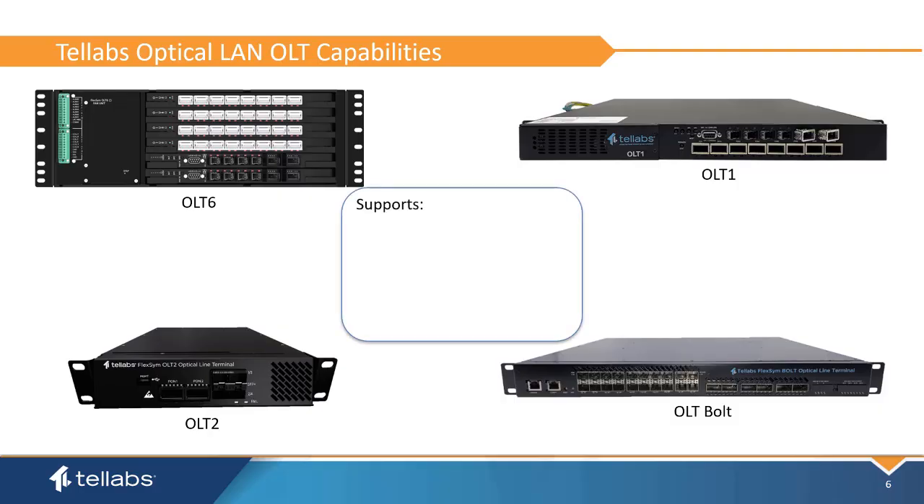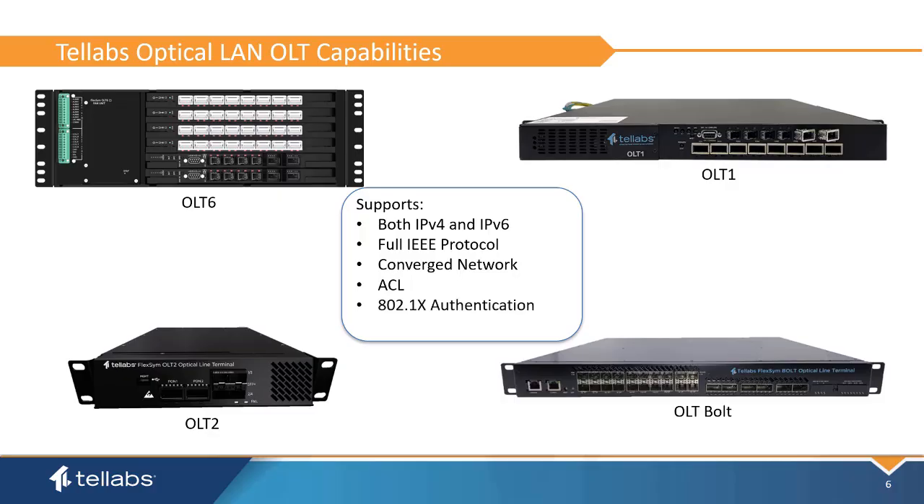All OLTs support higher level IP functionality, both IP version 4 and IP version 6, with full IEEE protocol support, including efficient user-to-user and machine-to-machine communication with Ethernet bridging and powerful VLAN architecture that supports a converged network of voice, data, video, and any device that has an IP address. In addition, Layer 2 through Layer 4 access control lists and full IEEE 802.1x are supported for enterprise network security. Quality of service is supported at the port level to provide required traffic classification, rate limiting, queue management, and scheduling mechanisms.